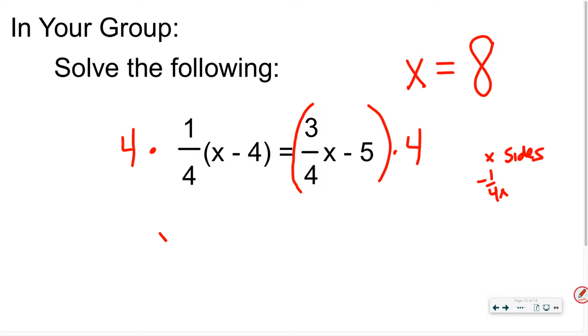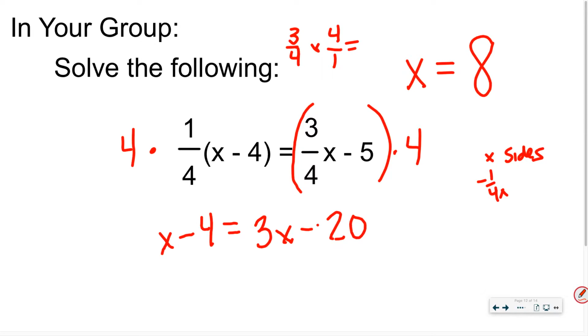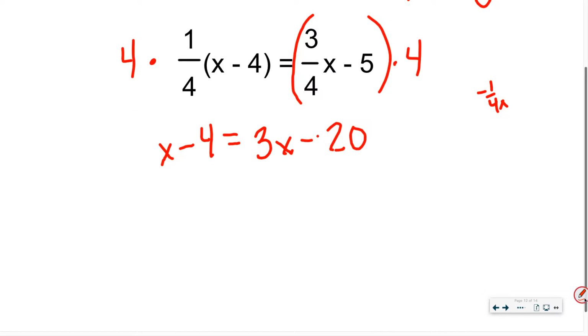If I multiply this, I have x minus 4 equals 3x minus 20. How did I get 3x? 3/4 times 4 is 12/4, which is 3. Key mistake. So if I were to continue this and solve it, what would I do? So at this point, you have some options. You have variables on both sides. We need all of our variables on one of the sides to isolate, and then our constants on the other side, so that we get that format.